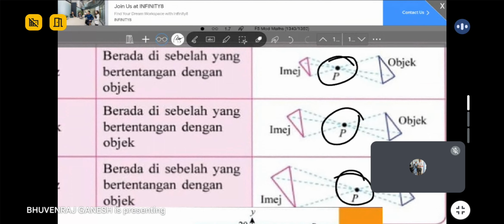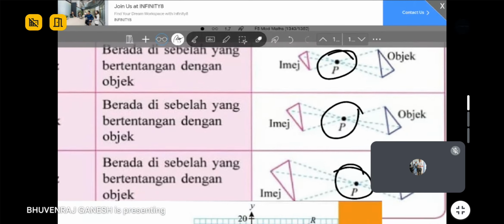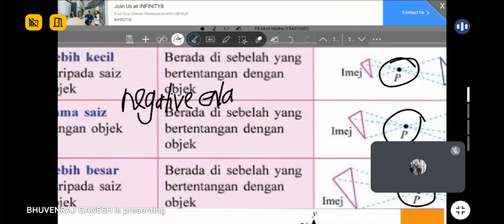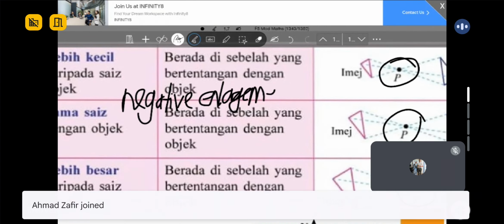Kalau pusat pembesaran tu kat tengah-tengah, faktor skala auto kena tambah nilai negatif. You must add the negative sign on your own. So we call this as negative enlargement. Pembesaran negatif. Do you all get it? Can respond a bit? Boleh faham?